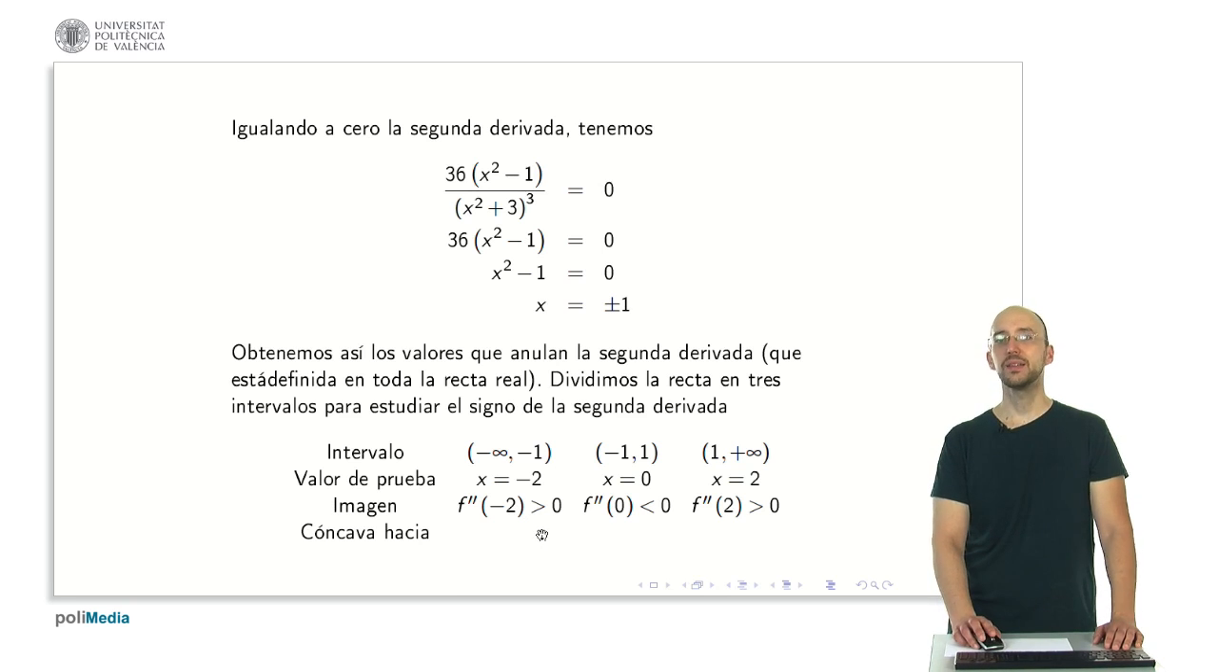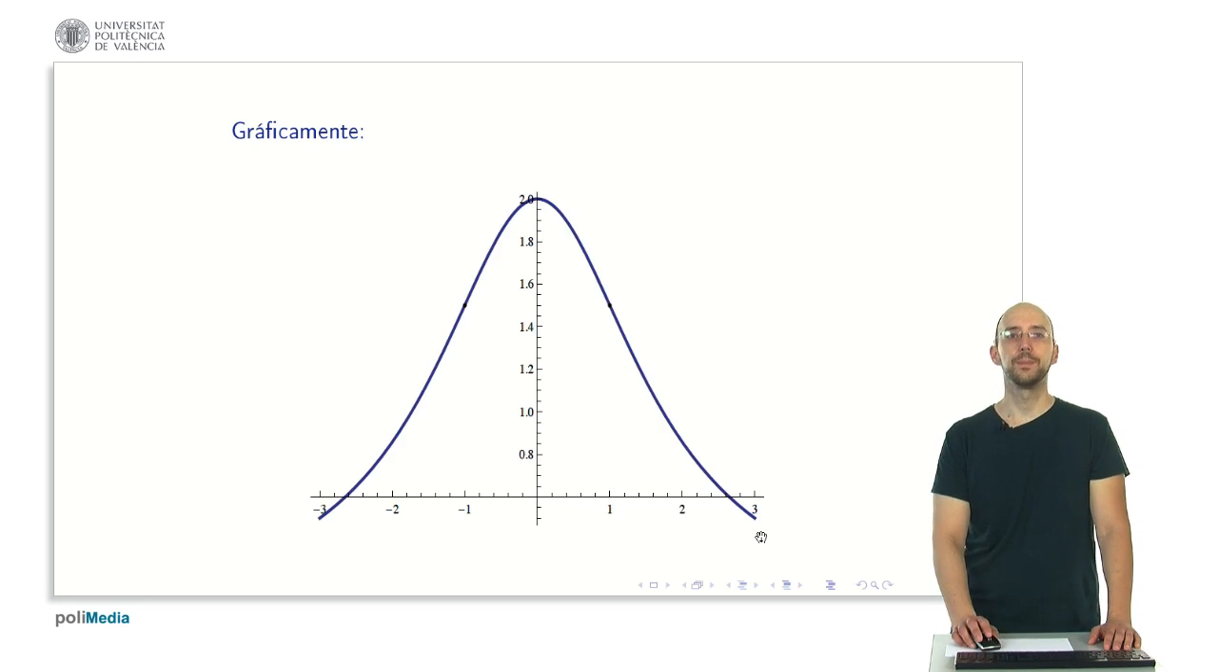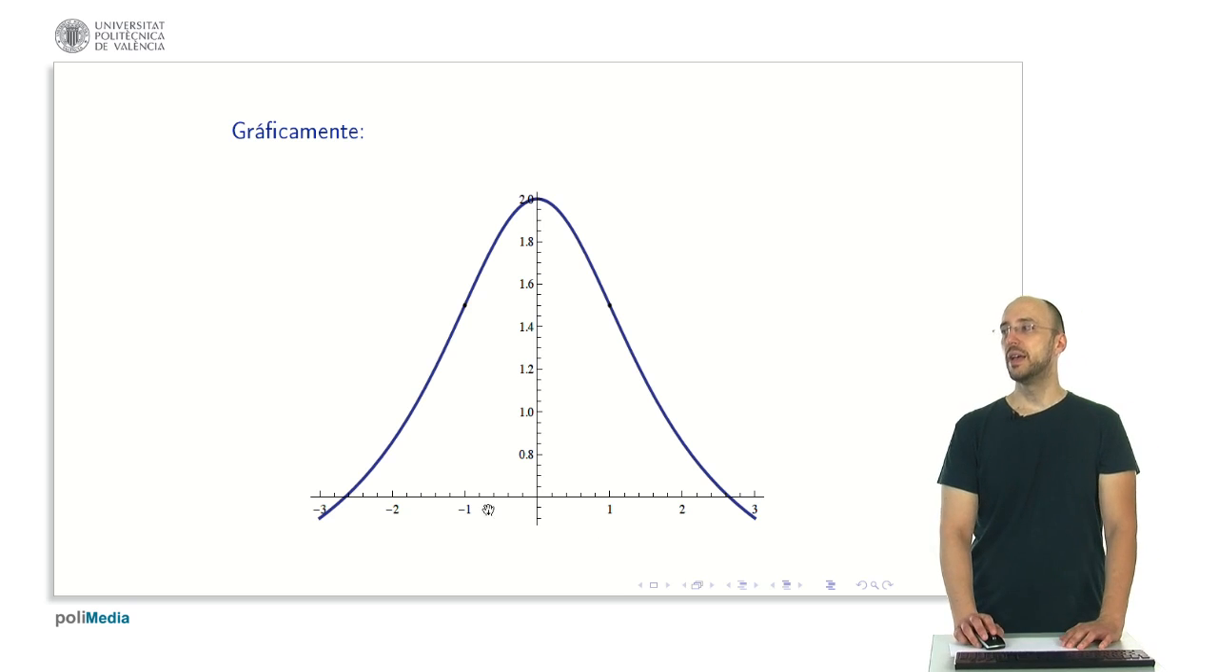Once we know the sign of the second derivative in each interval, the next step is to determine whether it is concave up or concave down. In this case, we find that it is positive, indicating concavity upwards, then negative, indicating concavity downwards, and finally positive again, indicating concavity upwards. The graph illustrates this.